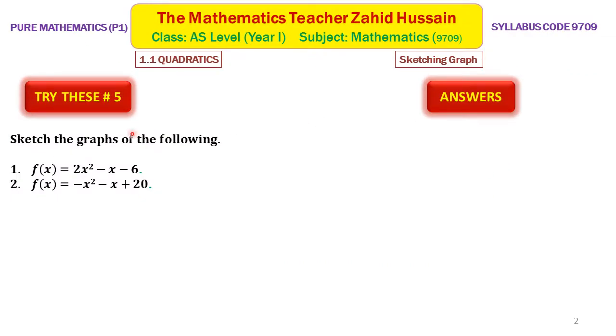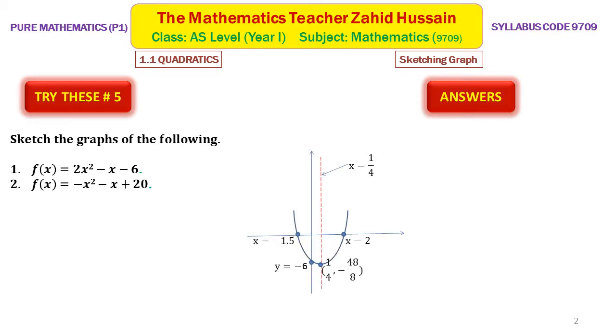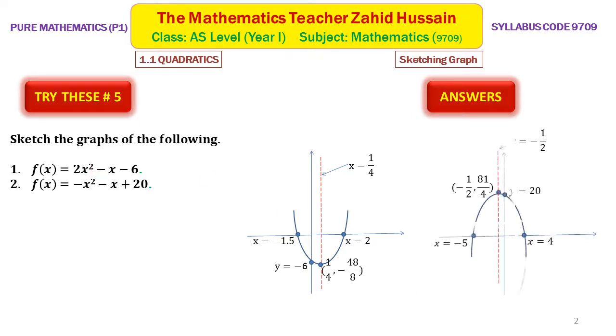In lesson number 5, there were some questions which you were asked to try. The answers of the questions are: this is the sketch of question number 1 and this is the sketch of question number 2.